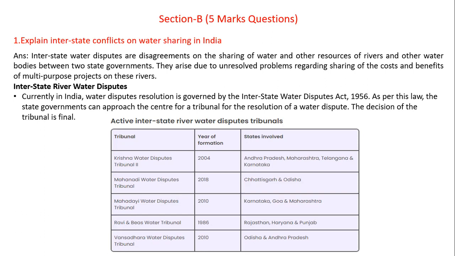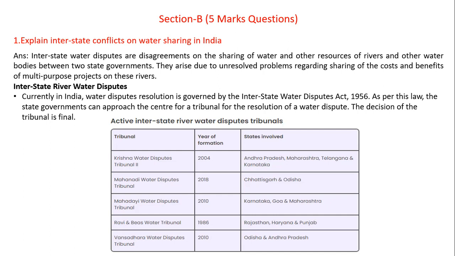These disputes are governed by the Interstate Water Dispute Act of 1956. As per this law, the state governments can approach the central government for a tribunal for resolution of a water dispute. The decision of the tribunal will be final. That means if the state governments are not in a position to resolve the dispute, then finally it goes to the tribunal and the tribunal decision is taken as the final decision. Some of the tribunals that were created over a period of time: in 2004, Krishna Water Dispute Tribunal 2 was created. This is pertaining to sharing of water between Andhra Pradesh, Maharashtra, Telangana and Karnataka.